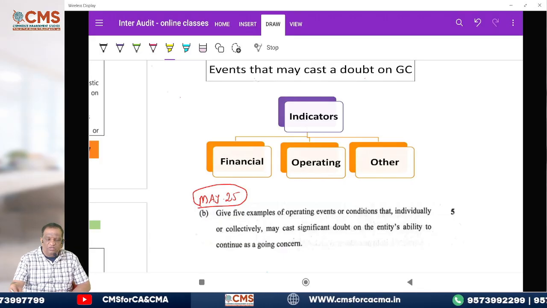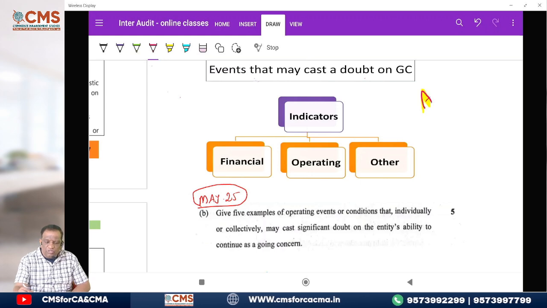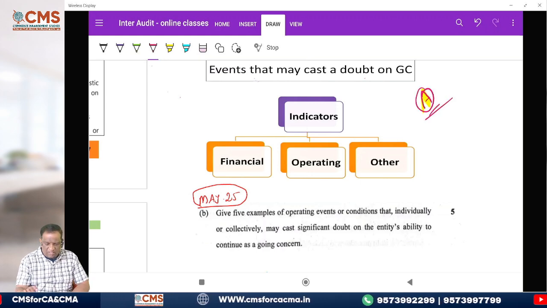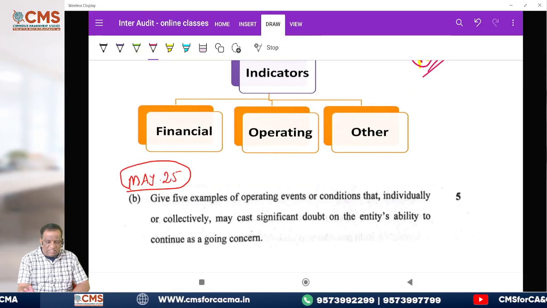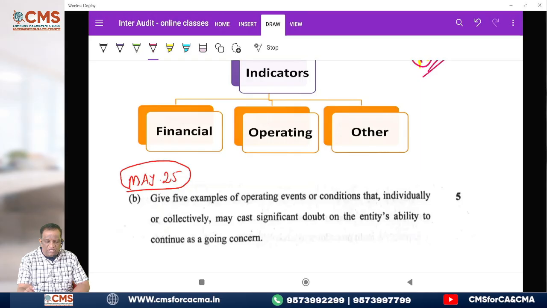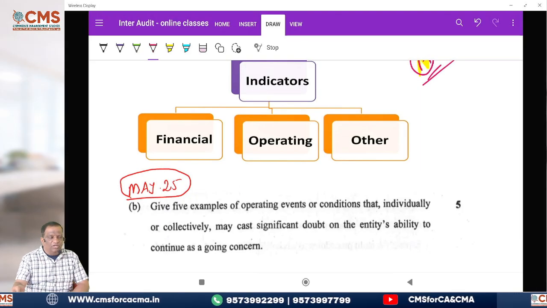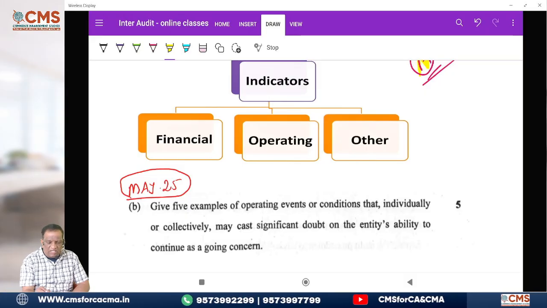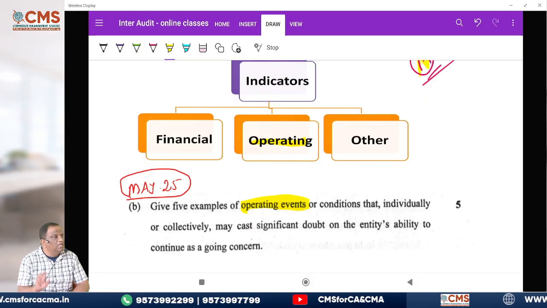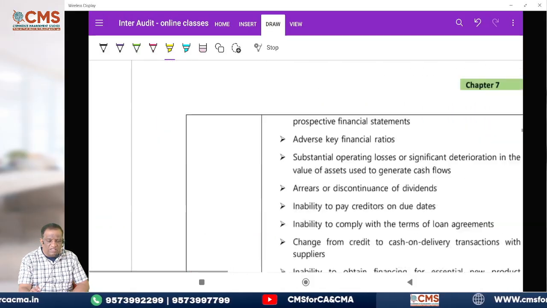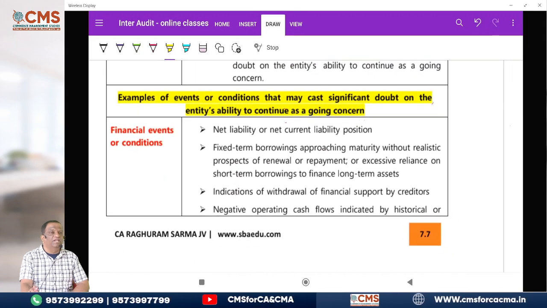So this topic, the indicators, is category one, the most important one. He is asking, right in front of you, May 2025: give 5 examples of operating events or conditions that may cast doubt on it. So he can handpick. He doesn't want you to give all events; he is asking specifically about operating events. So you have to read the examples, and whatever examples he has given are mandatory for you to read and remember.